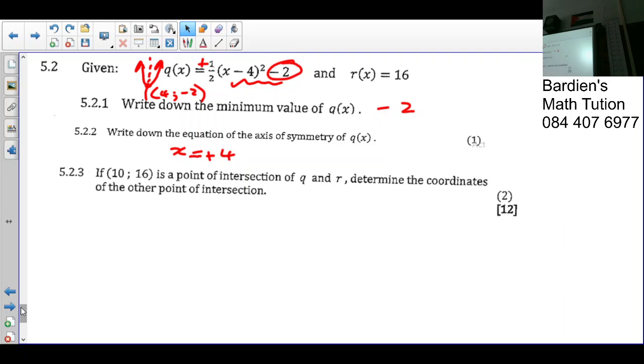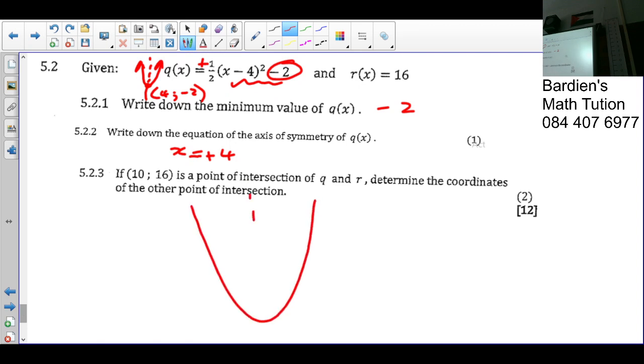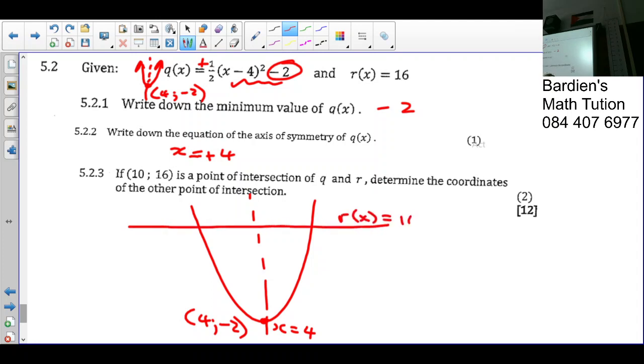Now, there's one or two ways of doing this. Either work out the points of intersection by setting the two graphs equal to each other and then working out x. Or if you take into account, you have this parabola, you have the axis of symmetry, and I highlighted for you that at 4 already. This coordinate you have been told is 4 and negative 2. So r of x equal to 16 is a line going through like that. So the one point has to be 10 and 16.